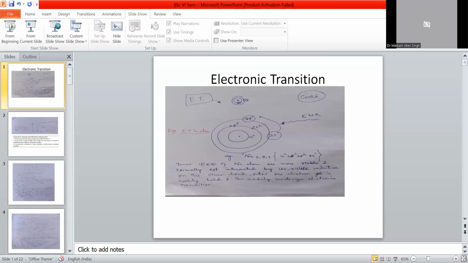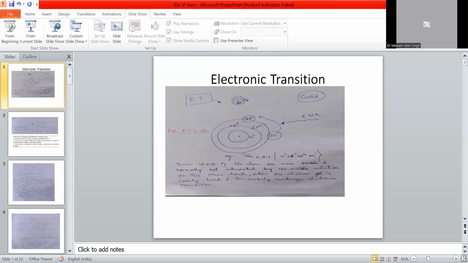All the carbon-hydrogen bonds are sigma bonds. That is propane. Here also the carbon-hydrogen bonds are sigma. Such a molecule having sigma electrons generally shows this type of transition, that is the sigma to sigma star electronic transition.